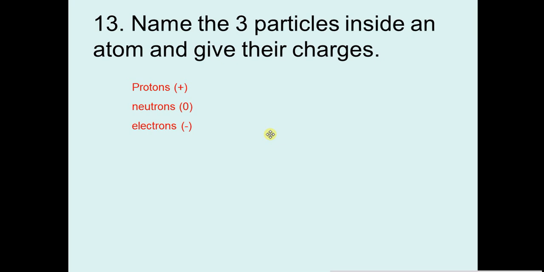If we look at their charges, a proton has got a positive charge, so easy to remember, P and P together, so protons are positive. Neutrons are neutral, neut and neut for neutral, so in other words they haven't got a charge. And then electrons are what's left over, so if protons are positive and neutrons are neutral, therefore the only charge left is a negative for the electrons.